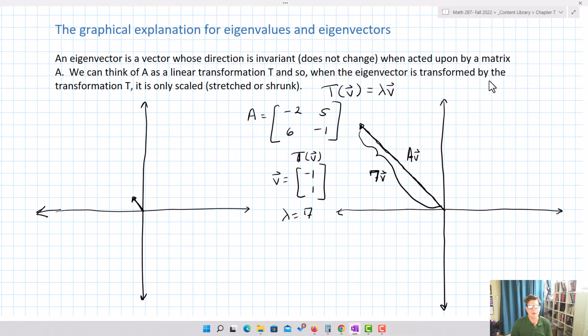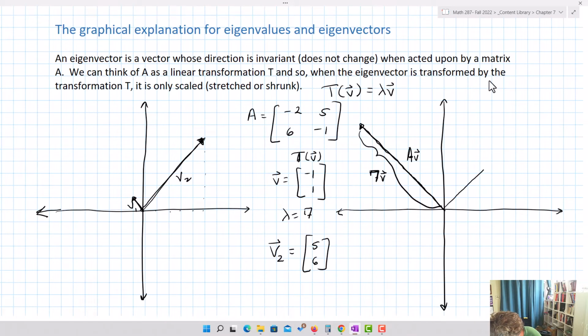Conversely, what we can do is think about our other vector. We'll have our v2, and that equals 5, 6. So we had 5, 6. So that's 1, 2, 3, 4, 5. 1, 2, 3, 4, 5, 6. And that vector under the transformation, so here was v1, here's v2, what you're going to get is it's going to get scaled. So 5, up 6.